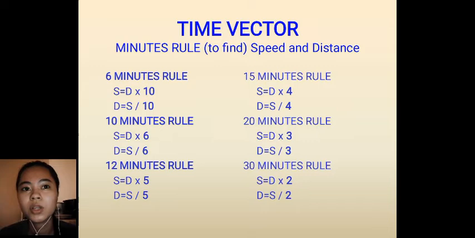The 15 minutes rule: speed equals distance times 4, distance equals speed divided by 4. The 20 minutes rule: speed equals distance times 3, distance equals speed divided by 3. Last is the 30 minutes rule: speed equals distance times 2, distance equals speed divided by 2.